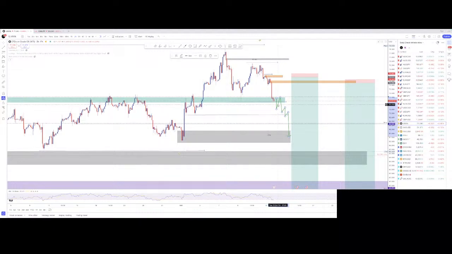So to prepare for both of those scenarios, we just set alerts. That's how we use our skill set to trap price in a certain area. Then we remove ourselves and use our alerts.